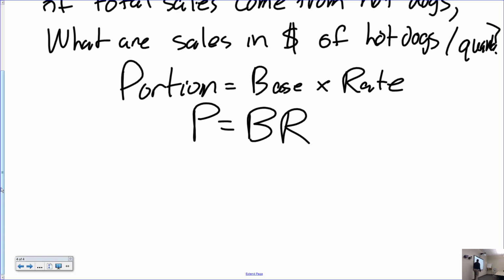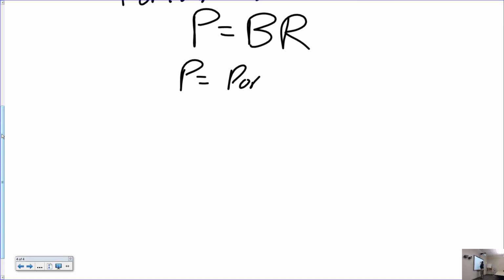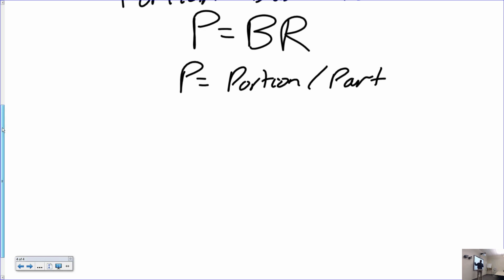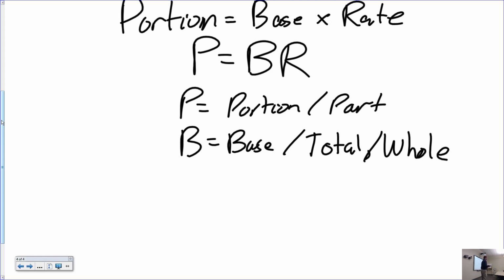All right. So portion equals base times rate. P is the portion. It's the part, whatever you want to call it. It's what you're taking a subset of, right? B, which we often call the base, is also called the total or the whole. And that's the whole with the whole, not the whole that is a whole, if you know what I wholly mean, right? And R is the percent as a decimal.